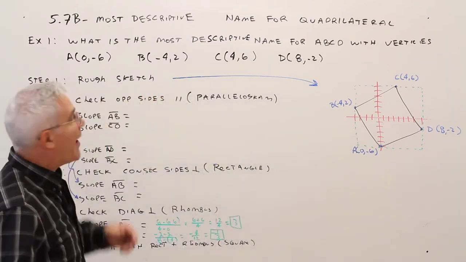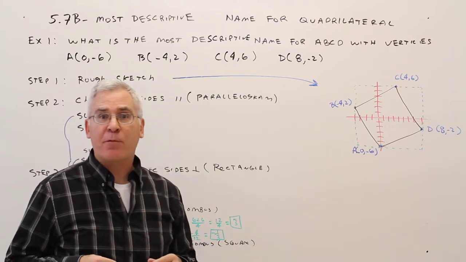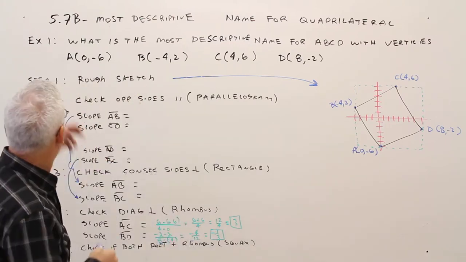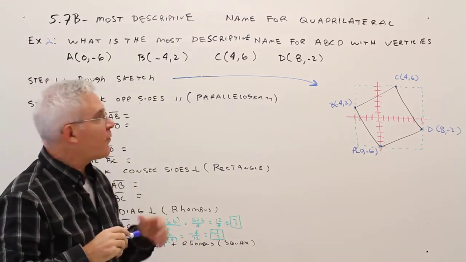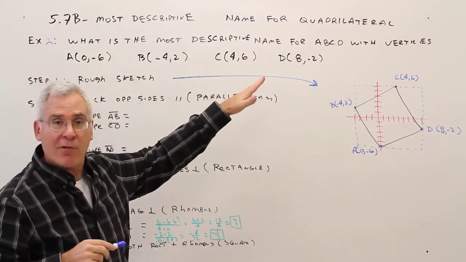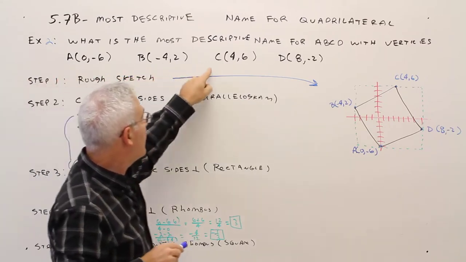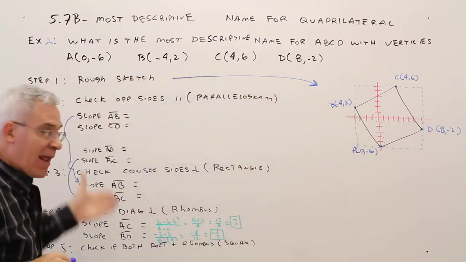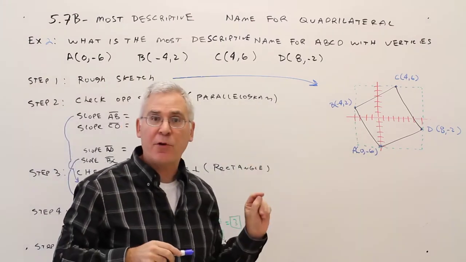Welcome to video 5.7b, another example with the most descriptive name for a quadrilateral. Alright, so this is now example 2. What is the most descriptive name for quadrilateral ABCD with the following vertices? A, B, C, and D. Again, it's the same 5-step procedure. Step 1 is the rough sketch I've done over here.